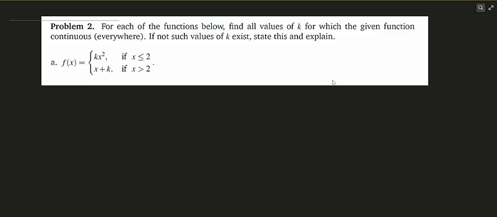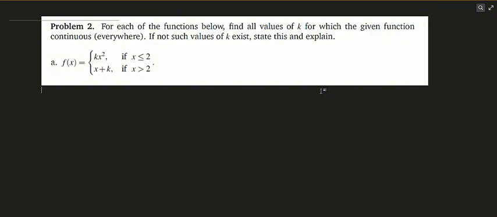For each function, we're supposed to find all values of k for which the given function is continuous everywhere. If no such values of k exist, we need to state this and explain. If we take a look at this function in part A, it's a piecewise function. The top branch is what applies if we plug in x less than or equal to 2. So anything 2 or under gets k times x squared as the formula. And anything above 2, for the bottom piece, is going to be x plus k.